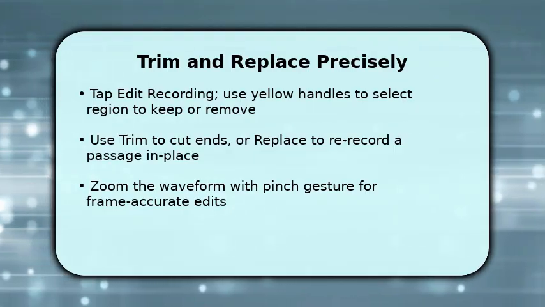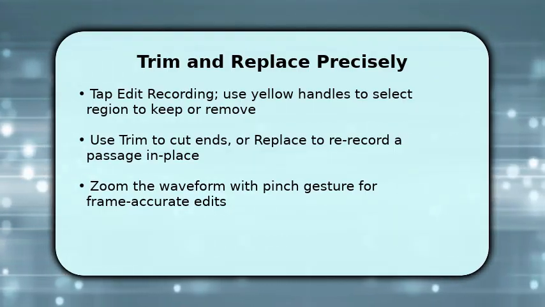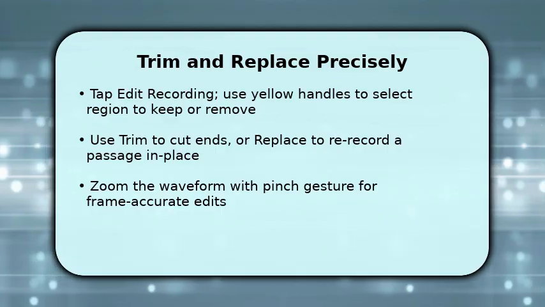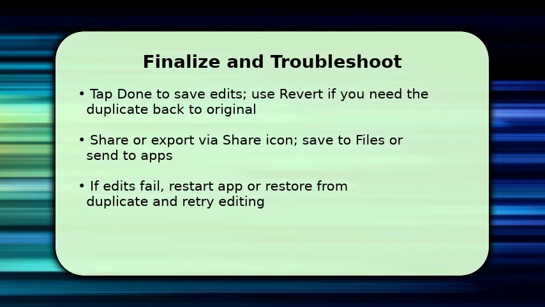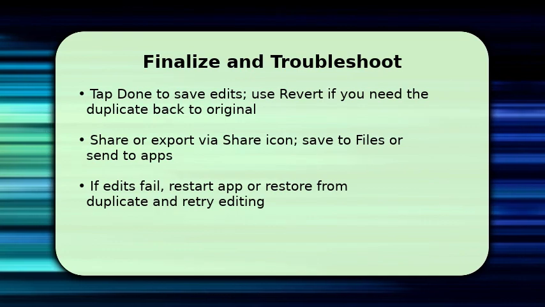After a replace, listen through and repeat replace if a take needs better timing. When your changes sound right, tap Done to save the edited memo. The duplicate preserves the untouched original so you can revert if needed. Once saved, use the share icon to export as M4A to Files, Mail, or other apps.